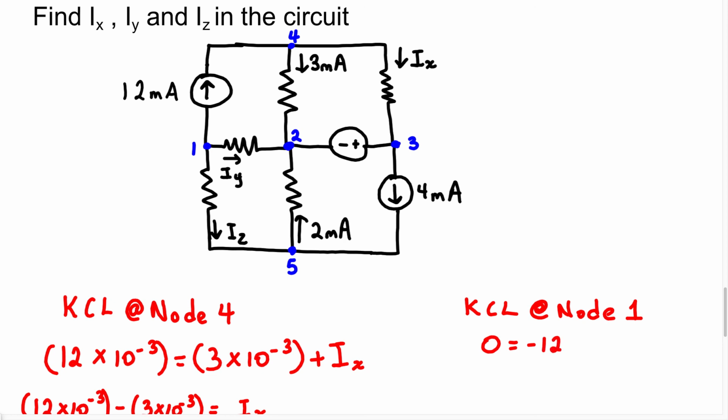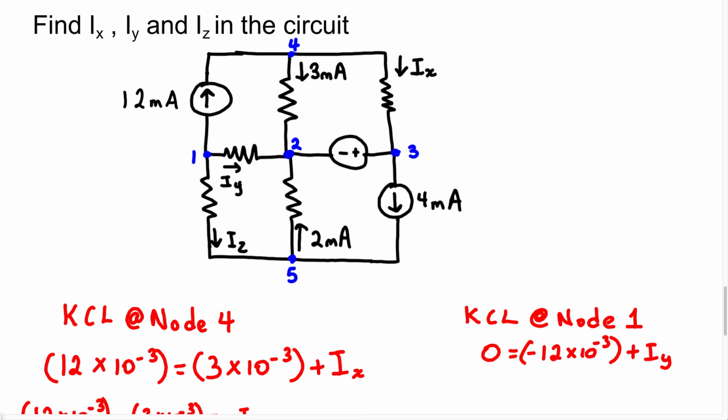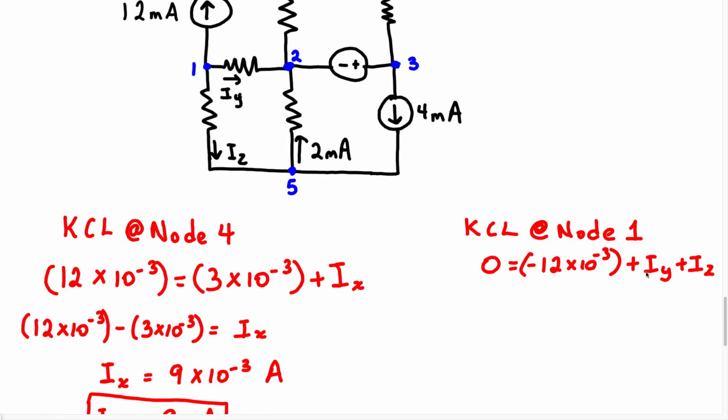I'm going to have negative 12 milliamps. I'm going to write this as negative 12 times 10 to the minus 3. I'm also going to have I sub y leaving this node, so plus Iy. And we're also going to have the current in this branch, which is Iz. So we're going to have plus Iz. Now I'm just going to rearrange this equation to look a little better. So I'm going to write this as I sub y plus I sub z equals 12 times 10 to the minus 3.